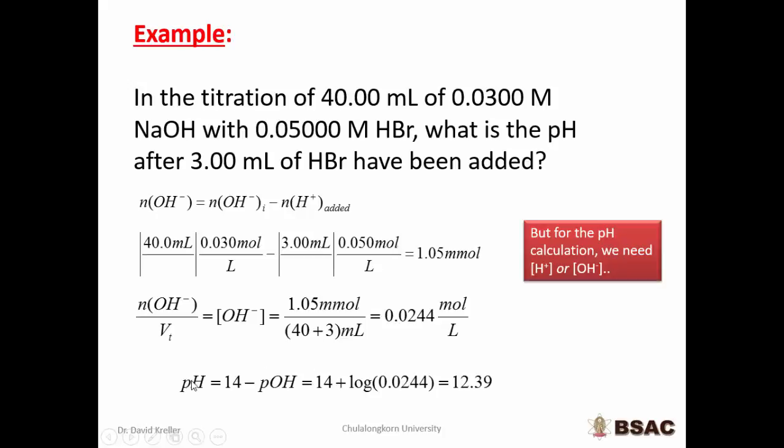And again, pH is just 14 minus the pOH. So it's 14 plus the log base 10 of that concentration of hydroxide. We get 12.39 for that first data point.